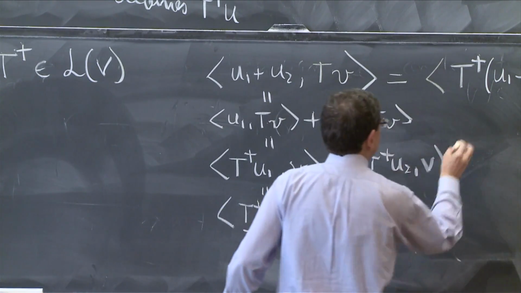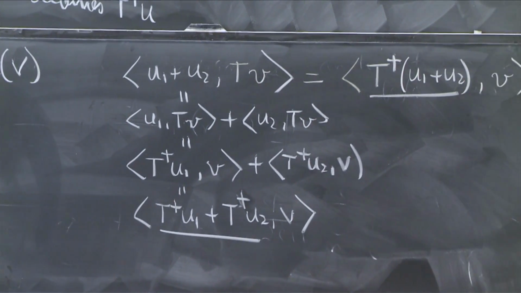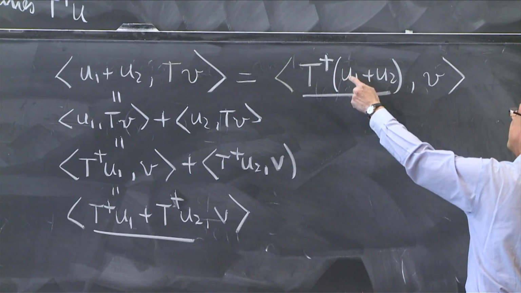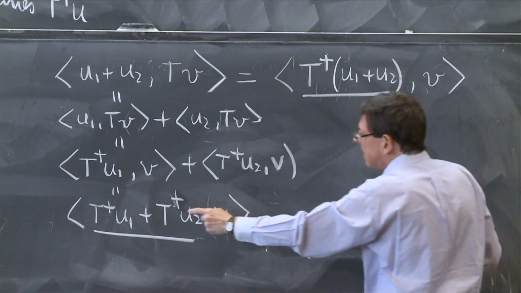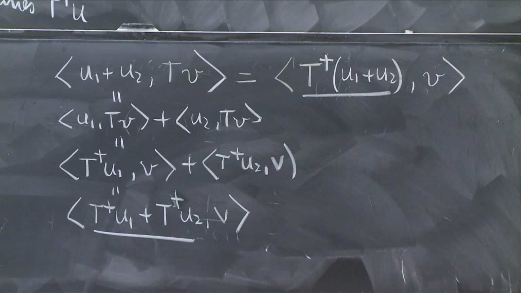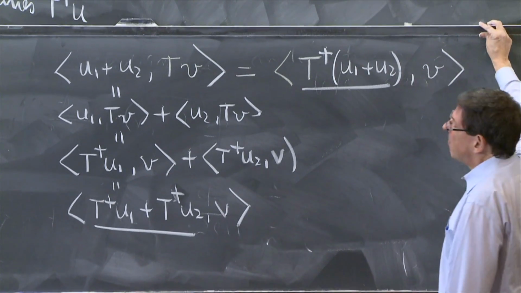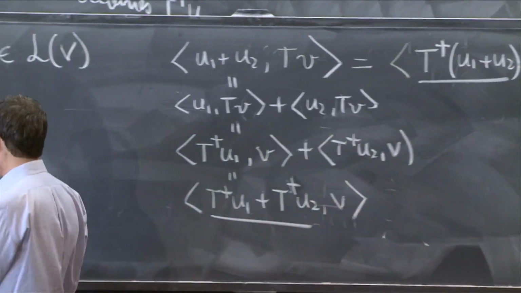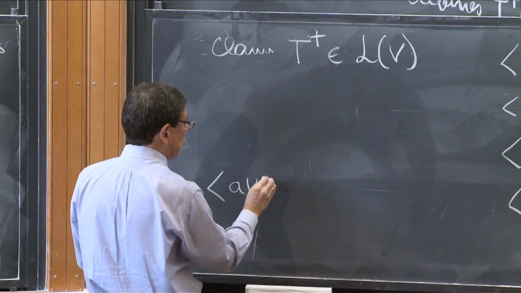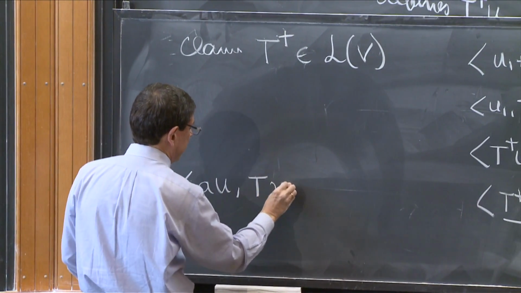And then comparing these two, and this is true for arbitrary V, you find that T dagger acting on this sum of vectors is the same as this thing. And similarly, how about (AU, TV)?